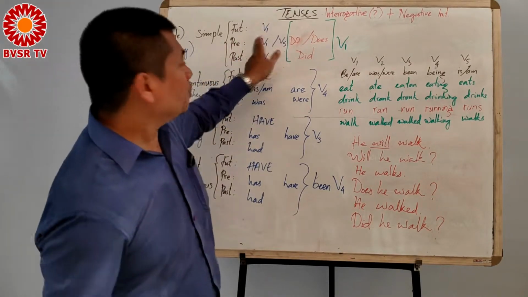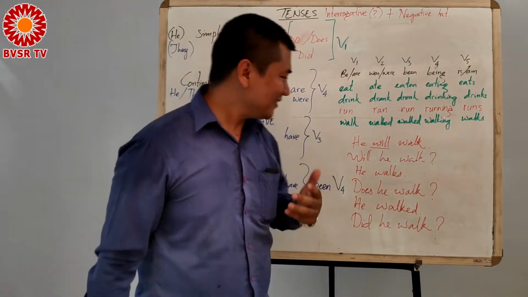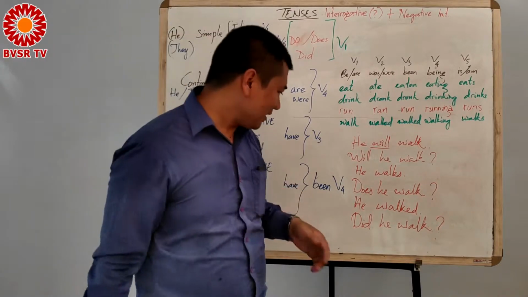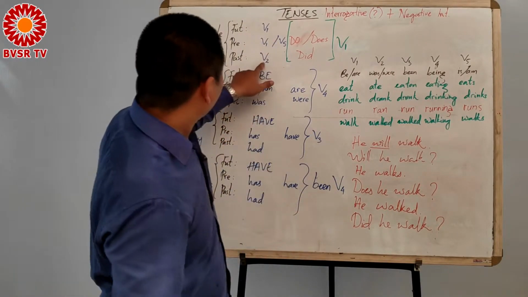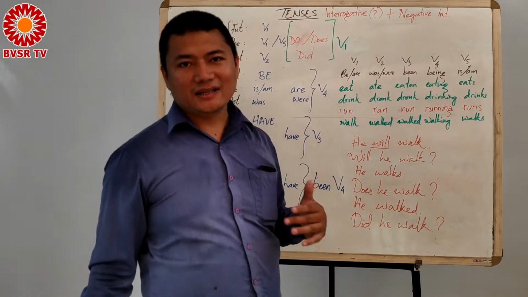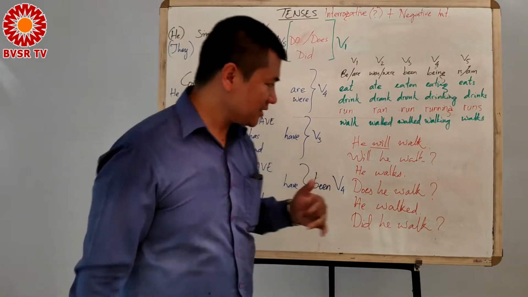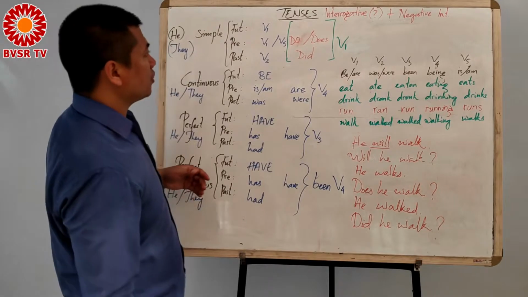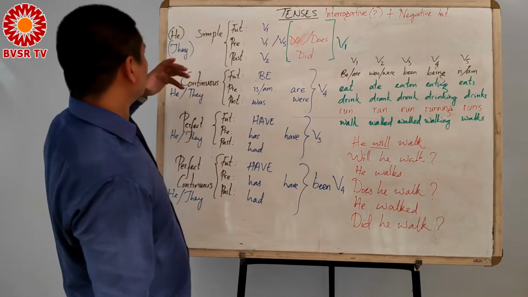So, they walk in the park. Interrogative will be, do they walk in the park? And the past, they walked in the park. The interrogative will be, did they walk in the park? That is how we make interrogative sentences. You have to ask questions.